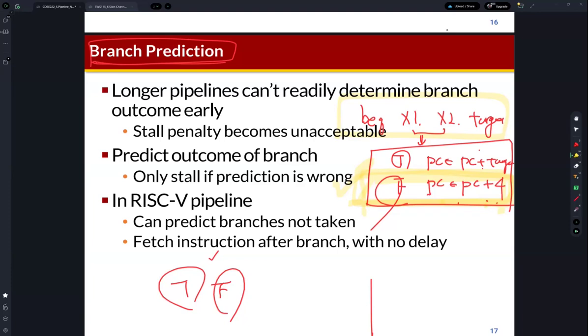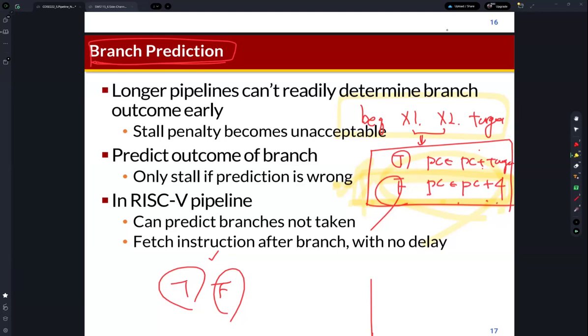If the result of the branch instruction is true, then we can just cancel the next instructions, and then we can fetch a new instruction. If the result of the branch instruction is false, this is the lucky case, right? Then the clock cycles are not wasted, and the instructions can be executed as normal, right?